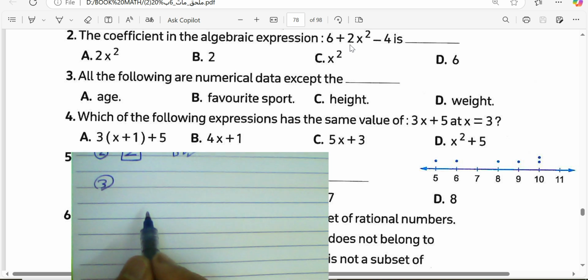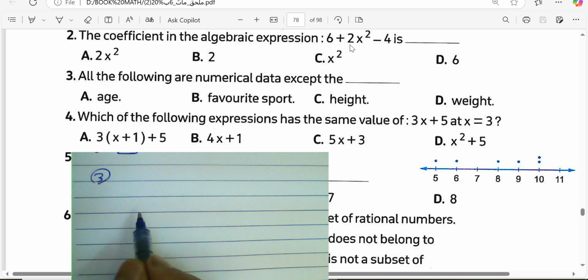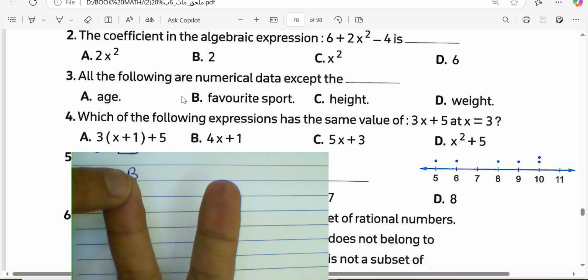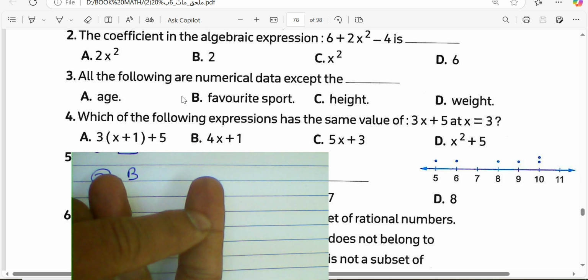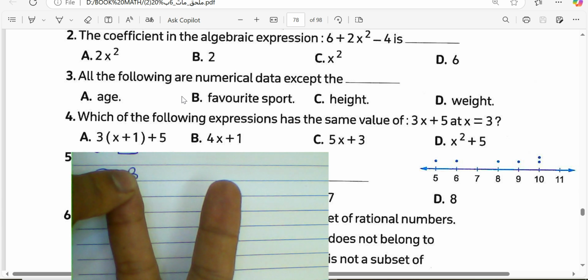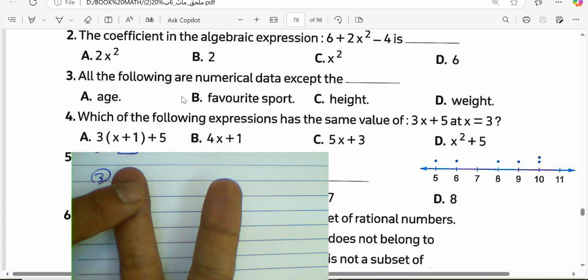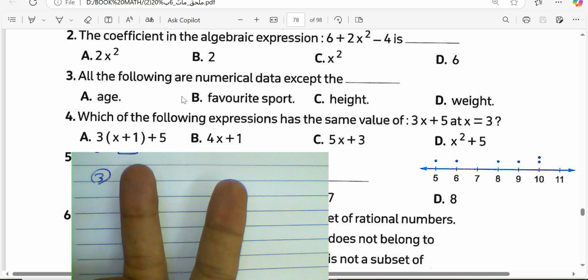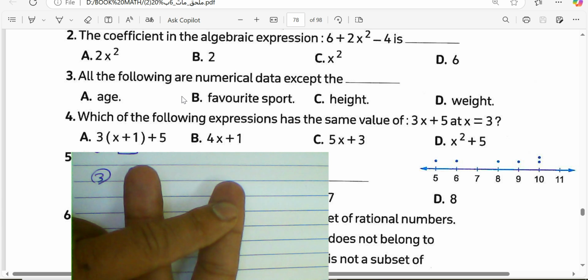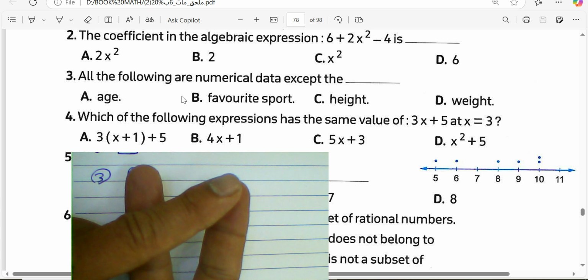Question number 3. All the following are numerical data except favorite sport, which is descriptive data. Choose letter B. We have two types of data, numerical data and verbal data. Numerical data has digits, such as age, height, weight, but favorite sport we call descriptive data.